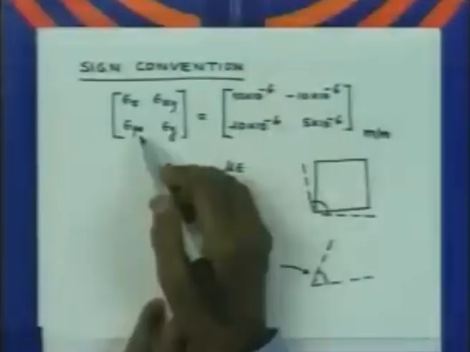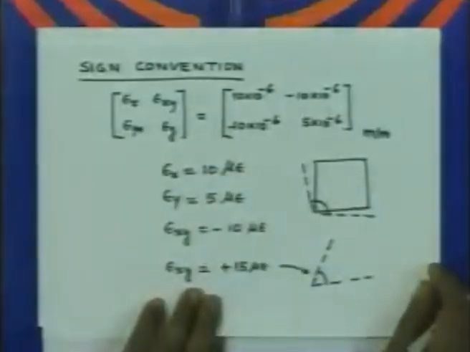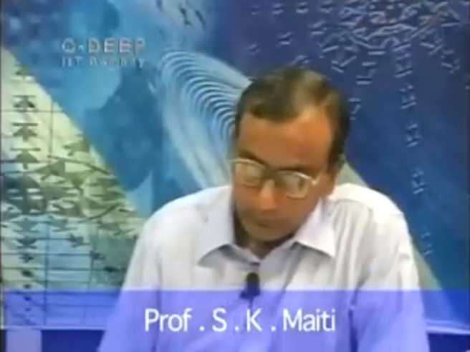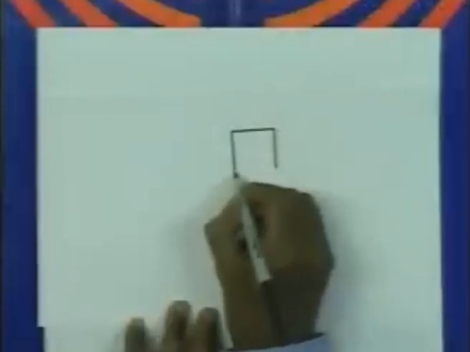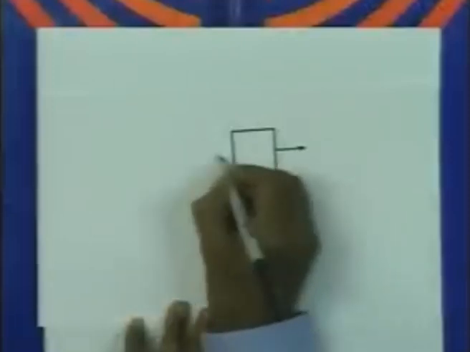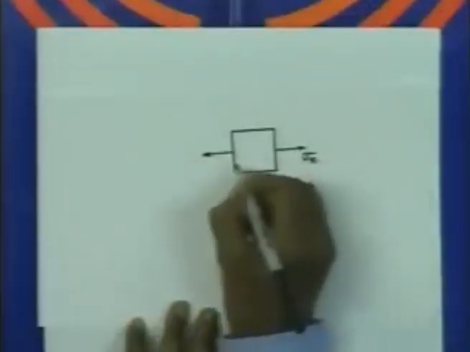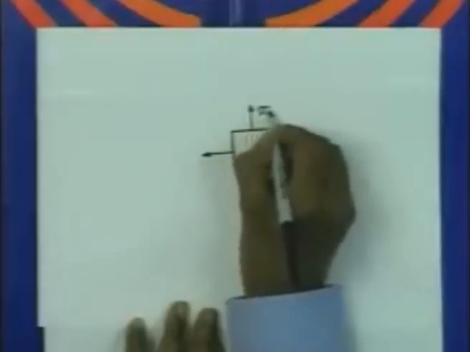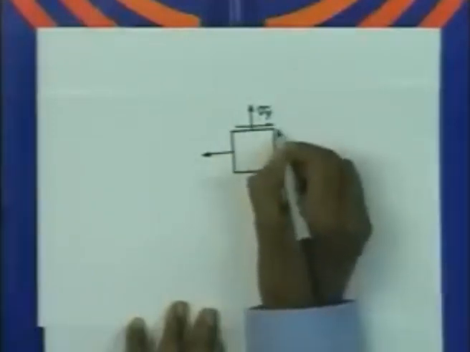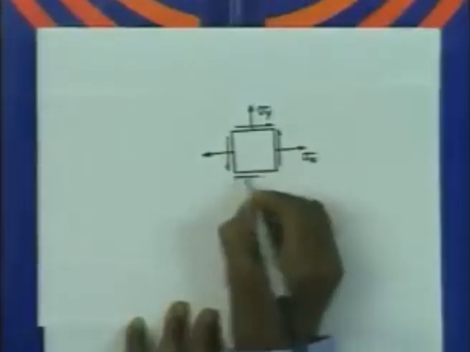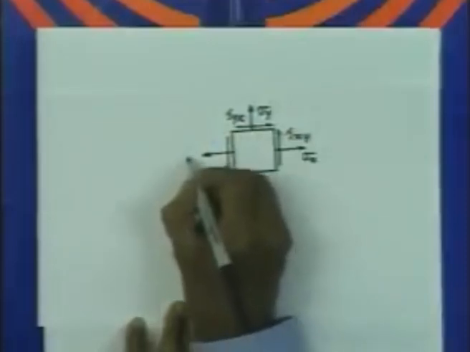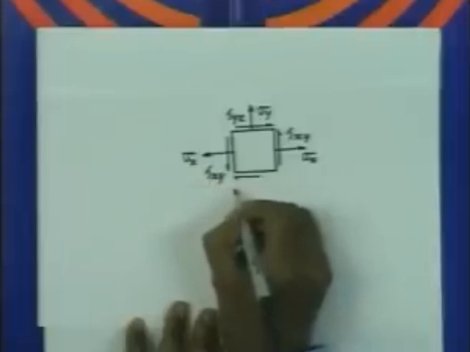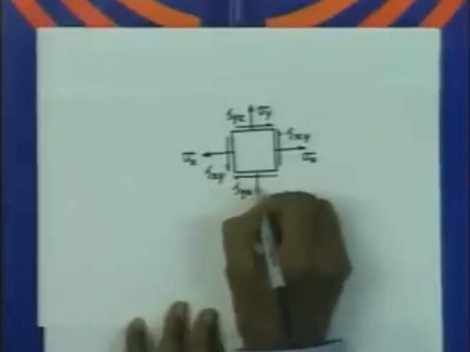You must be wondering why this epsilon xy and epsilon yx, they are same. There is some physical reasoning behind that. Look at the stresses. So, if we consider the element to be subjected to stresses sigma x, sigma y, and the shear stresses. So, this is tau xy, this is tau yx, this is sigma x, this is tau xy, tau yx, then of course we have also the sigma y stress here.